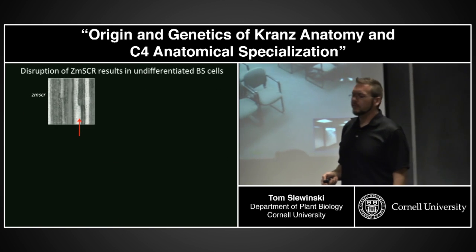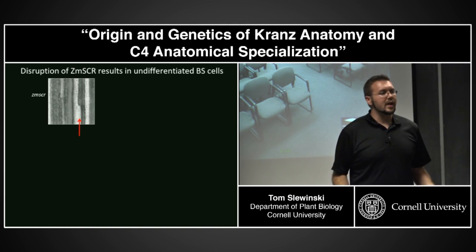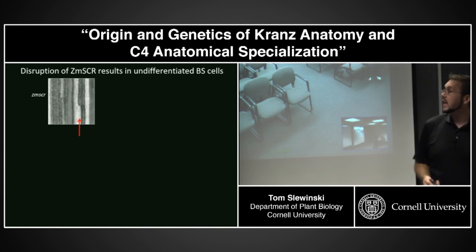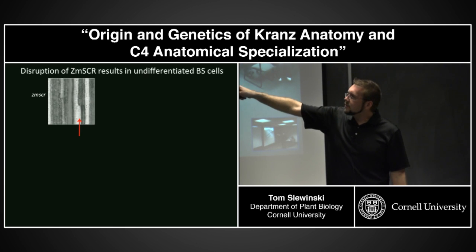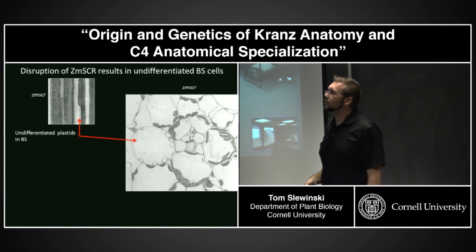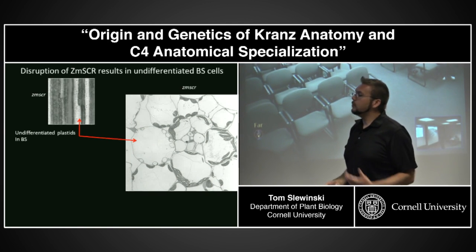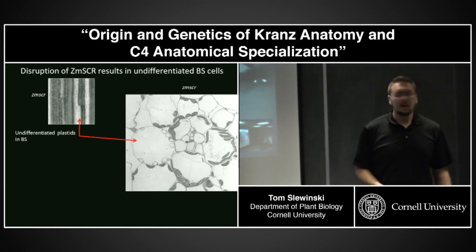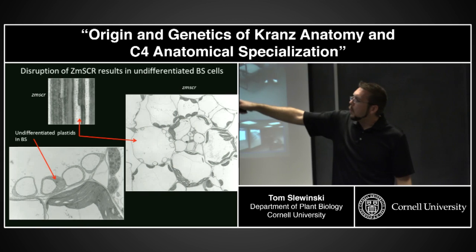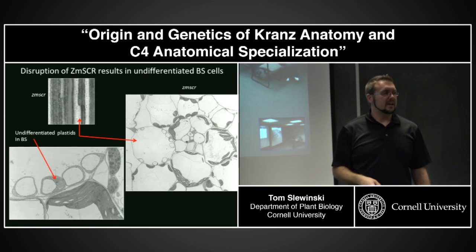So when we looked at those cells that lost the identity, we were like, well, did it revert to a C3 chloroplast? Did it revert to a mesophyll-like identity? So we isolated some of those cells that lost identity and did some TEM analysis to look at the plastid structure and found out they remain undifferentiated. They don't take on a C3 or mesophyll-like identity, but scarecrow itself is required to set up that plastid identity.